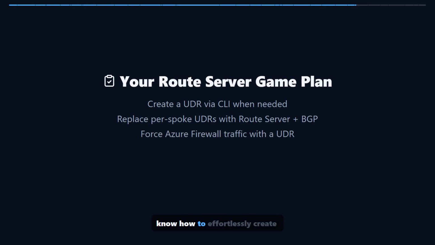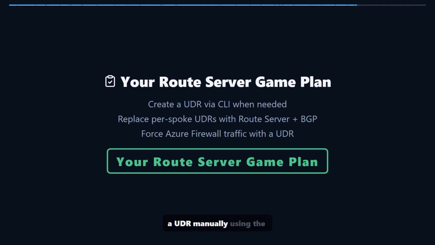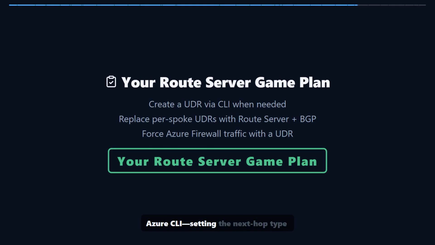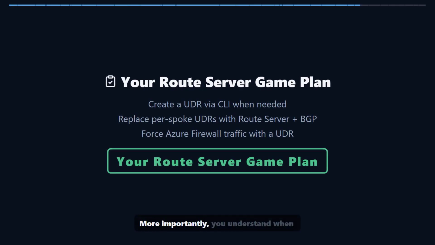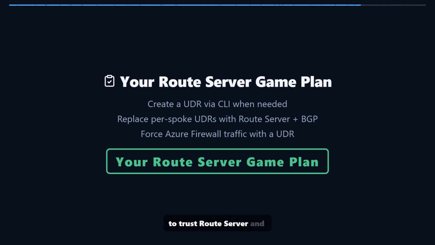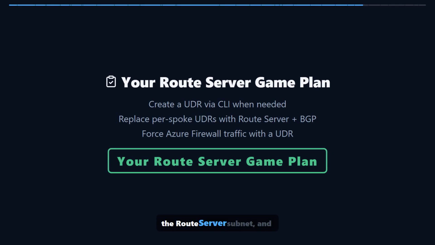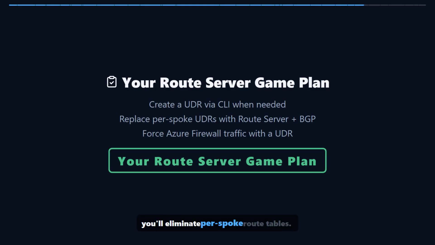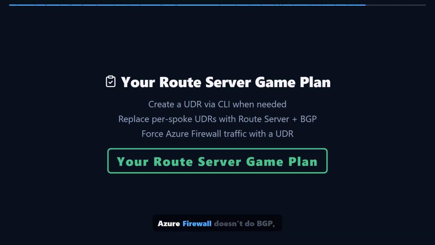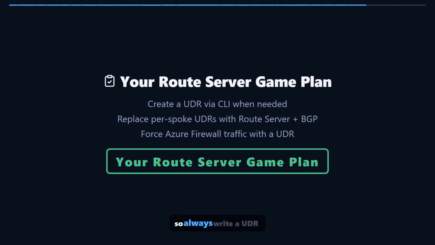All right, time to wrap up with actionable steps. You now know how to effortlessly create a UDR manually using the Azure CLI, setting the next hop type to virtual appliance and pointing it at your NVA's private IP. More importantly, you understand when to trust Route Server and when to fall back on UDRs. Configure BGP on your NVA with peer IPs from the Route Server subnet, and you'll eliminate per-spoke route tables. But remember the big exception. Azure Firewall doesn't do BGP, so always write a UDR pointing to its private IP.